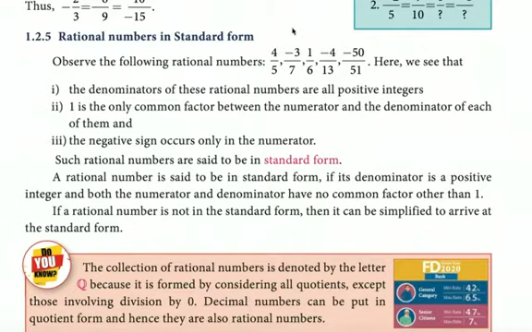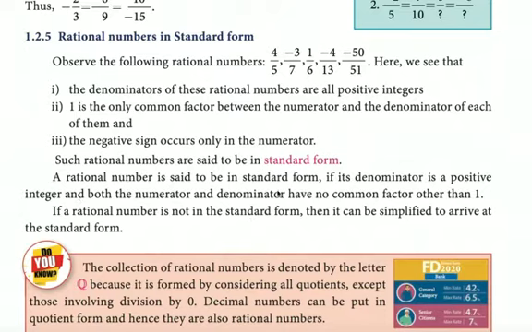1 is the only common factor between numerator and denominator. That is a rational number in standard form. If it is 8 by 10, it is not in standard form, because 2 is also a common factor between numerator and denominator in 8 by 10. That is what he is telling.